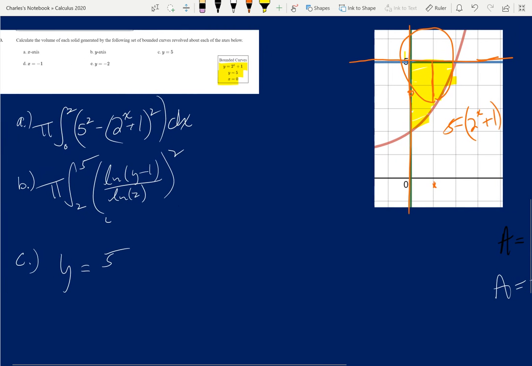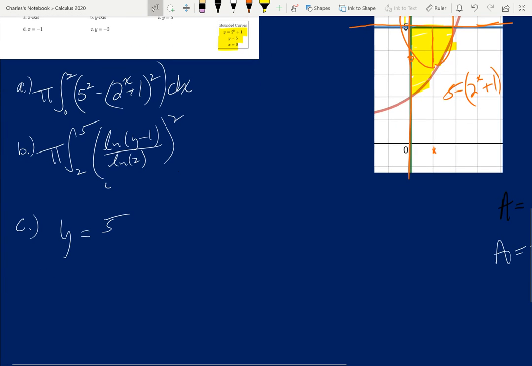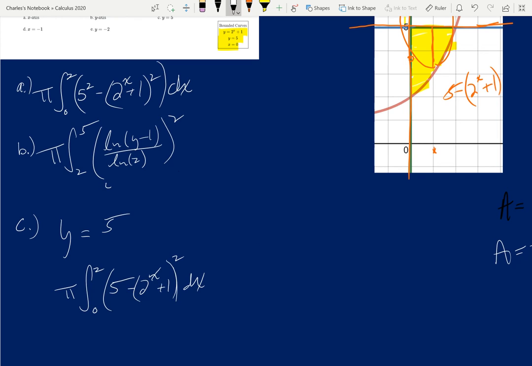So when you have an axis that's above the shape, you're usually going to want to do this, where I'm going to go from x goes from 0 to 2, and it's 5 minus 2 to the x plus 1 dx, and that whole thing is squared. And I got to multiply it by the pi. Or I suppose I could call this pi times the integral from 0 to 2 of 4 minus 2 to the x squared dx.